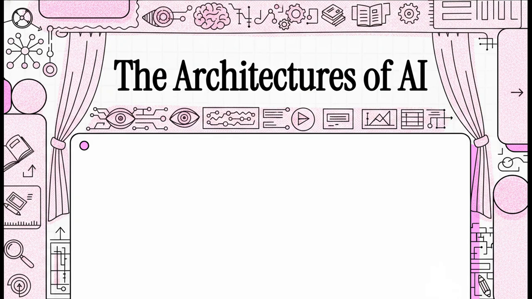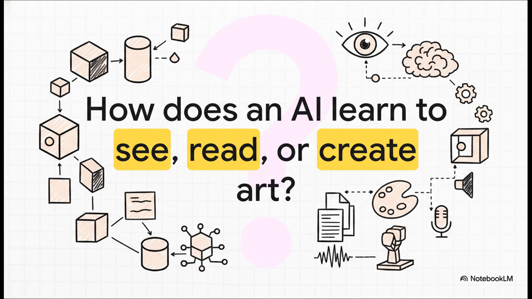All right, today we're pulling back the curtain on AI. We're not just talking about what it does, we're going to look at the actual blueprints, the core architectures that let a machine see a photo, understand a sentence, or even create a stunning piece of art from scratch. So, how does this all actually work? I mean, really, how? It's definitely not some single magical black box.